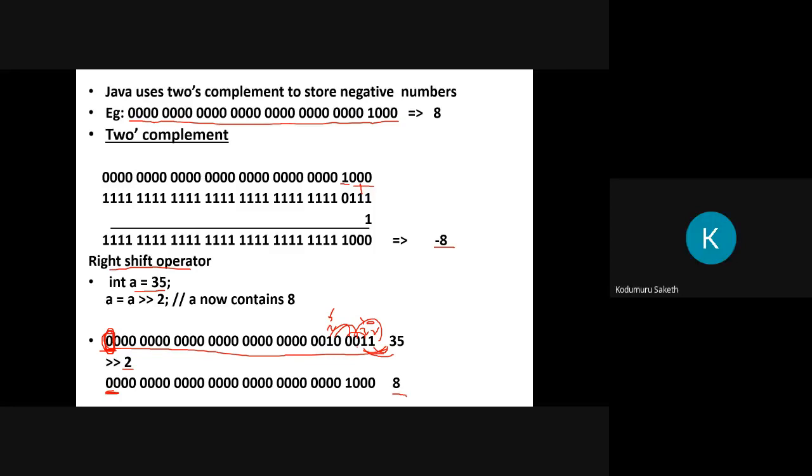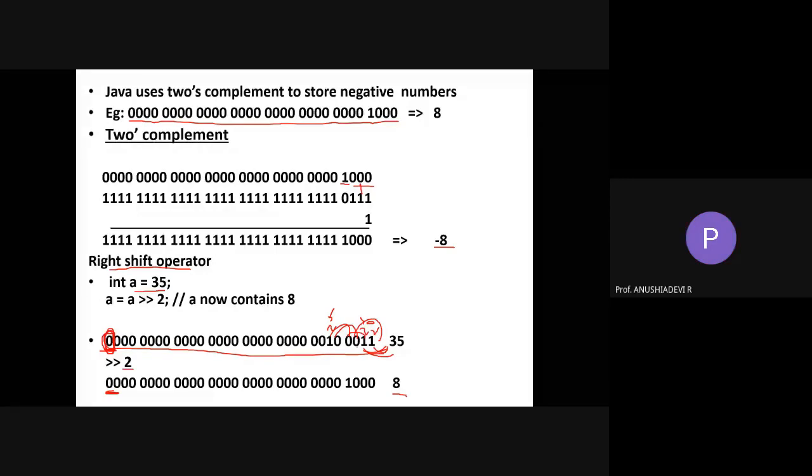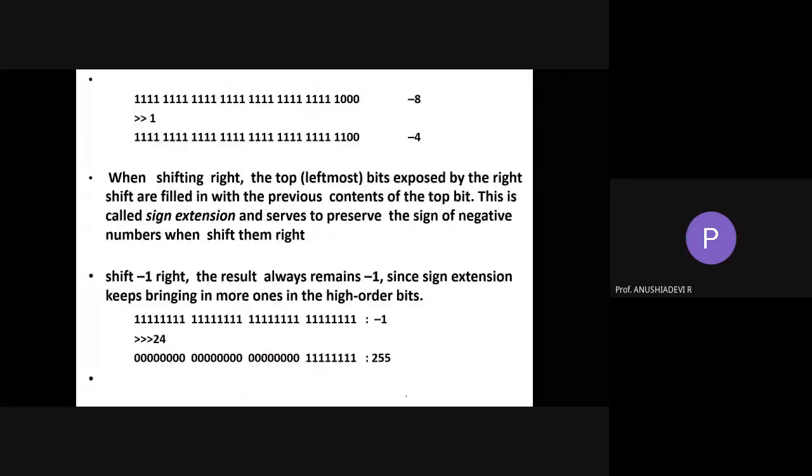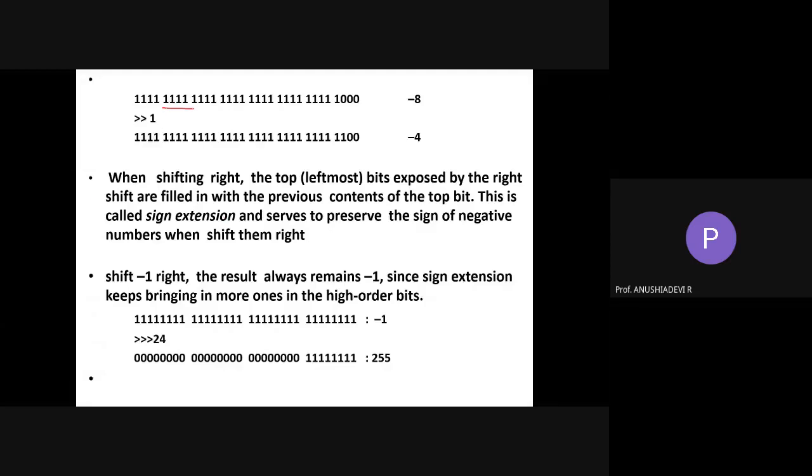If I have 1 in the most significant bit, what will the 2 empty places be filled with? Then all the empty spaces are filled with 1. So here, this is the -8 representation.